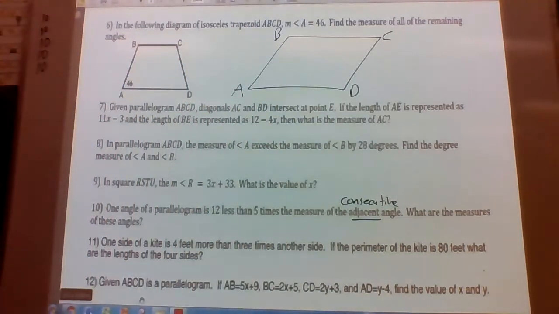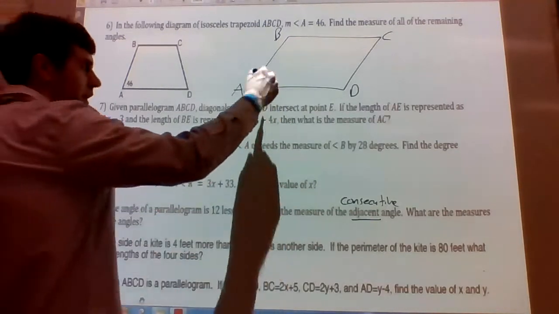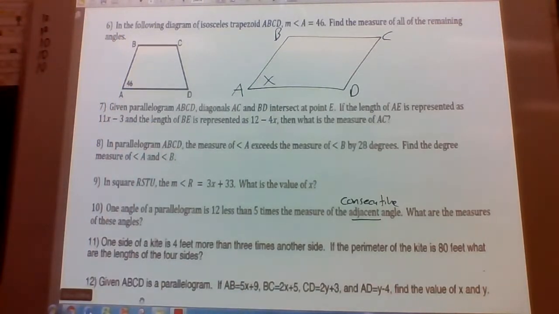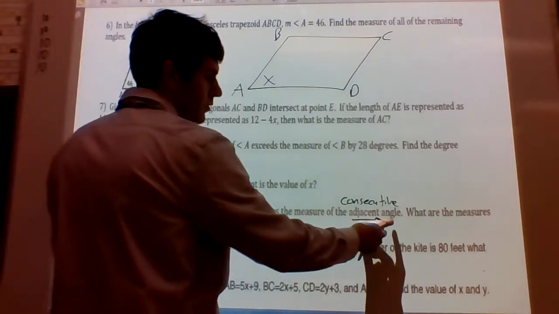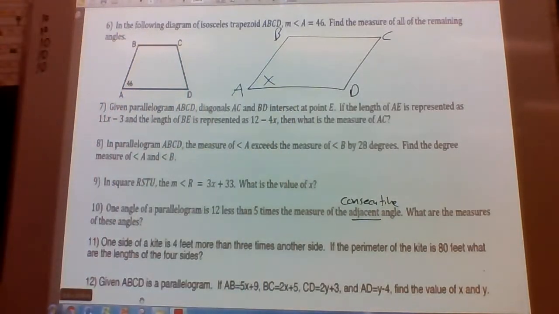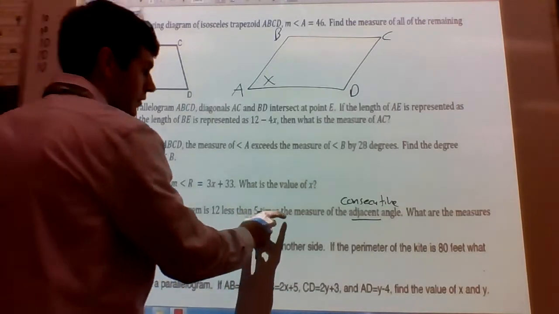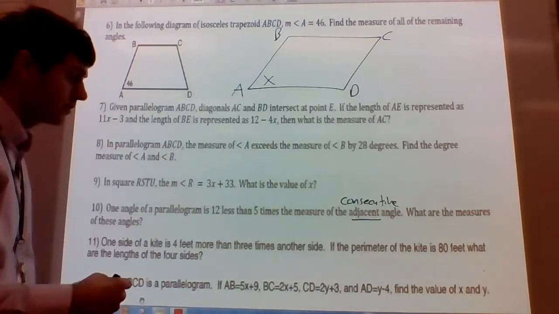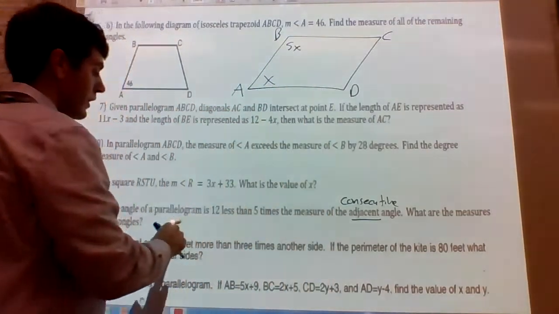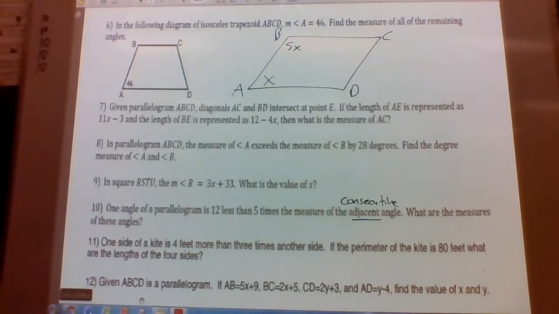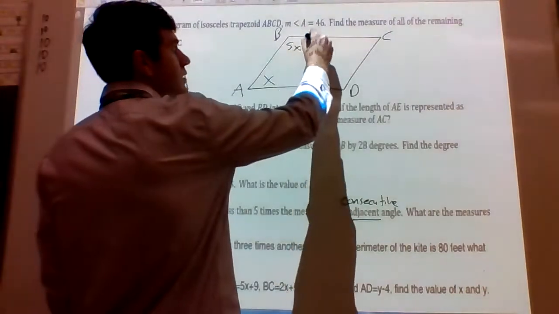So one angle of a parallelogram is 12 less than 5 times the measure of the adjacent angle. Let's say one angle of the parallelogram is x. It doesn't matter which one. Then we have another one, the measure of the adjacent, so let's just say x is the adjacent angle. So 5 times the measure of the adjacent angle is going to be 5x. And then we're saying it is 12 less than that, so we're going to subtract 12.